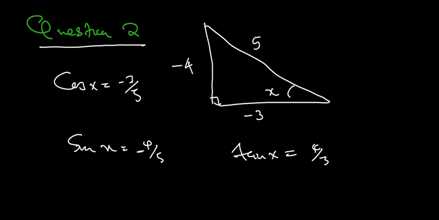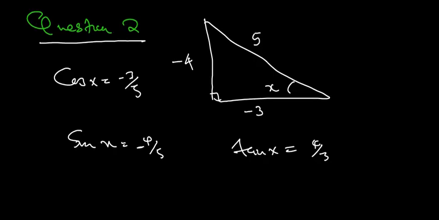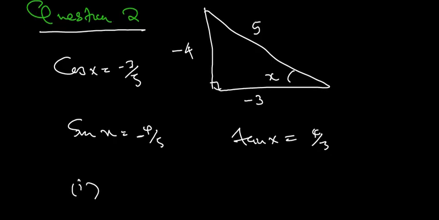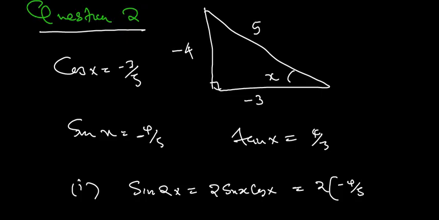The first part, they want us to get sine 2x. The identity that makes life easier for us here is 2 sine x cos x. So 2 multiplying sine x, which is negative 4 over 5, and cos x, negative 3 over 5.